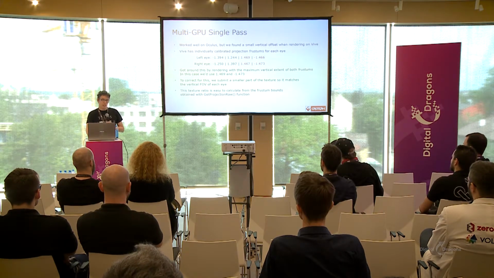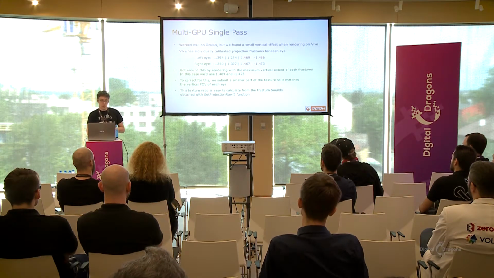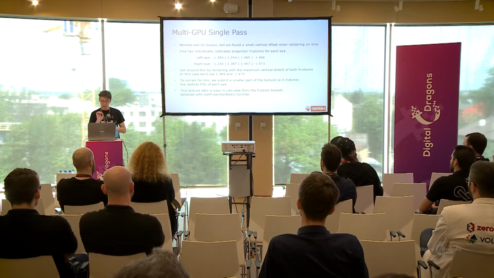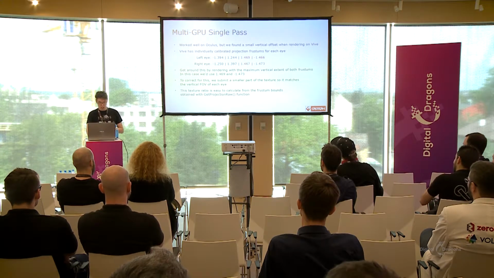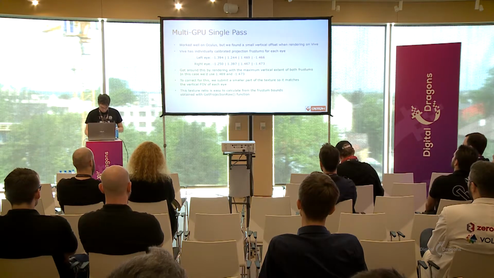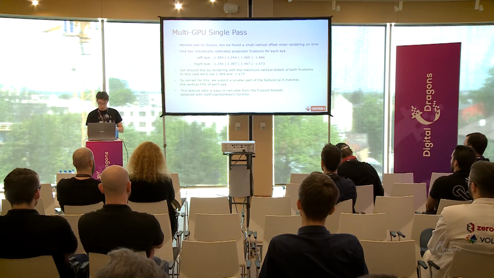Then we found out what's the reason for this. Actually, Vive has individually calibrated projection frustums for each eye on each device. So no two devices are actually the same. And each have slightly different frustum edges. So this means that the y-coordinate could be different in clip space as well. And that would make our optimizations worthless. And even worse, it would prevent NVIDIA single-pass stereo from working, since that only gets the x position.